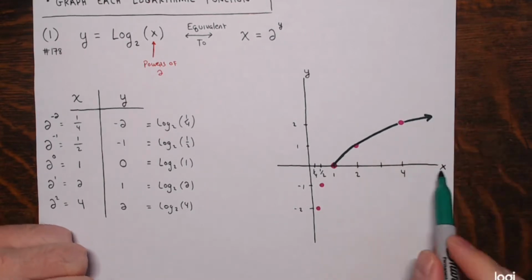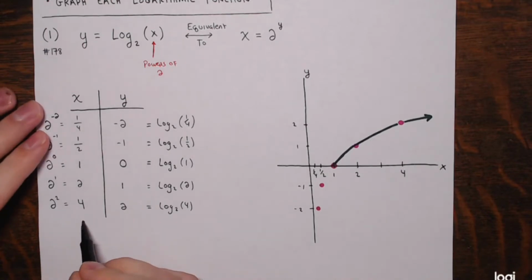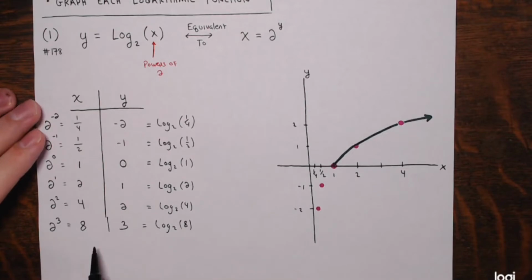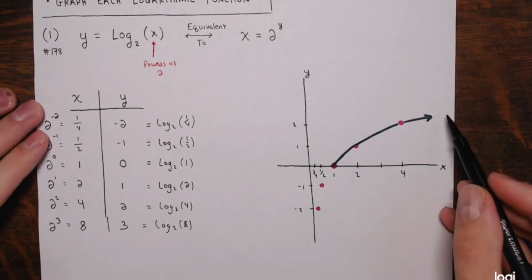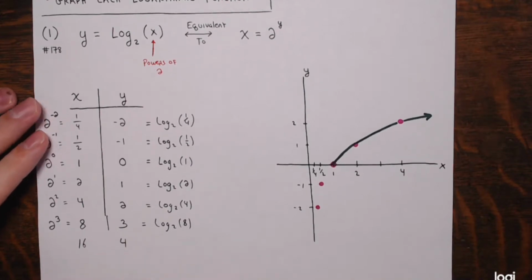I'd have to go out to 8 to get 3 as an output. I'd have to plug in 8, which is 2 to the third power, to get an output of 3. That would be the log base 2 of 8. So you'd go out to 8 to get an output of 3. You'd go out to 16 to get an output of 4. But it would eventually get higher and higher.